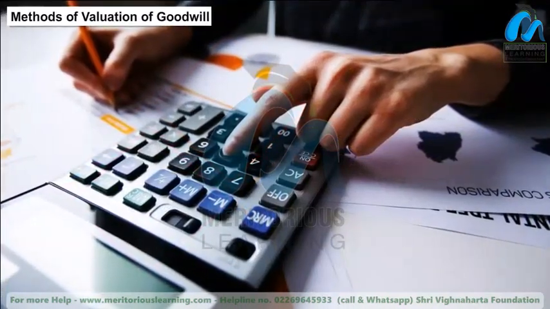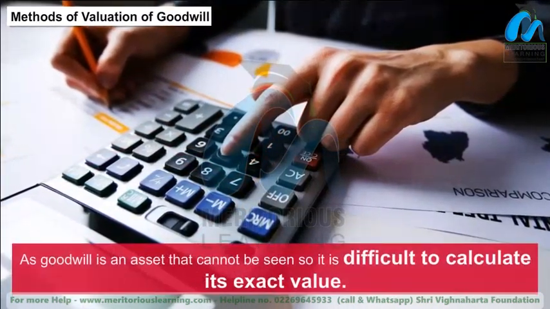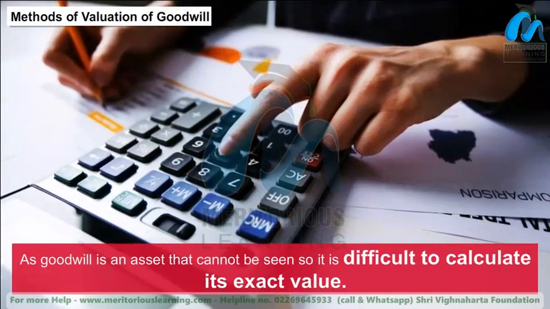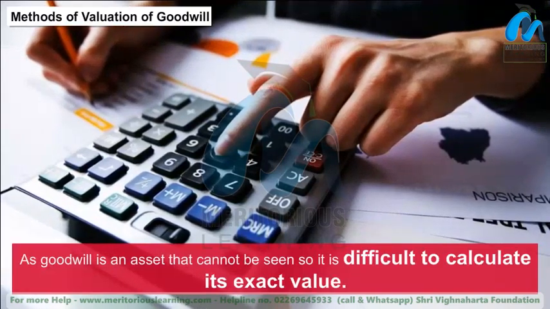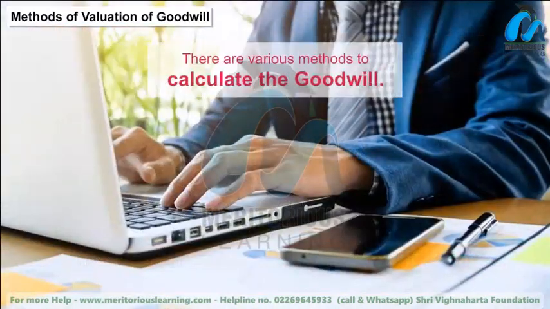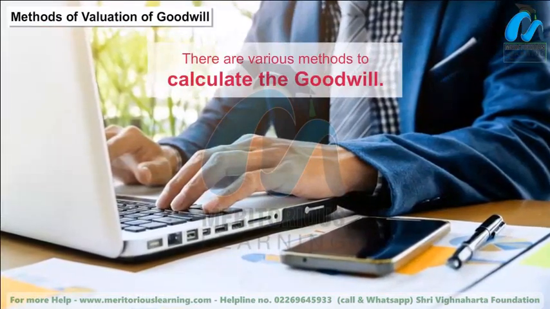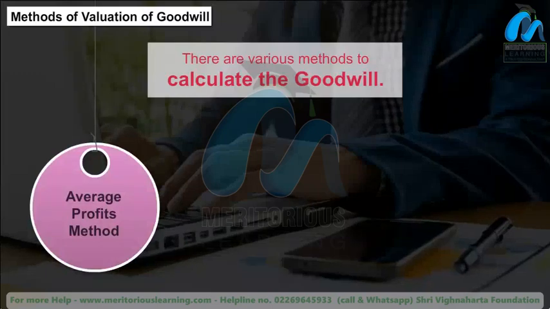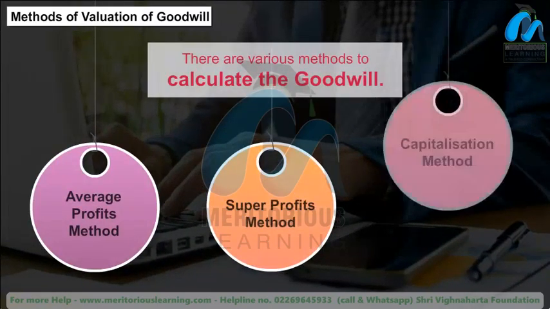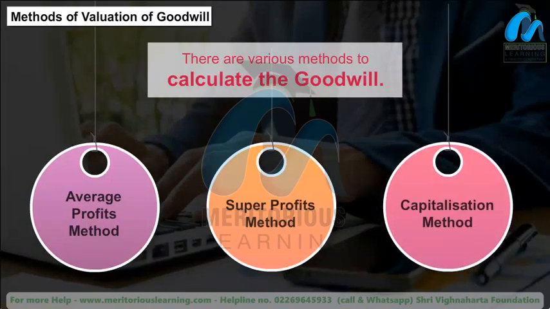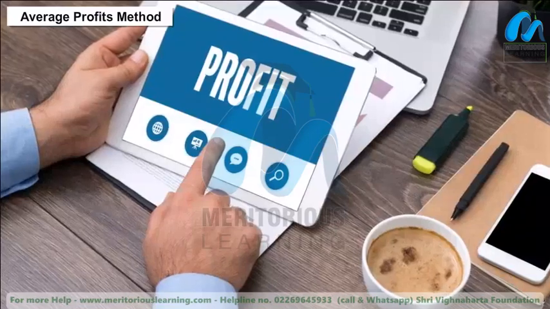Methods of valuation of goodwill. As goodwill is an asset that cannot be seen, it is difficult to calculate its exact value. There are various methods to calculate the goodwill: average profits method, super profits method, and capitalization method.